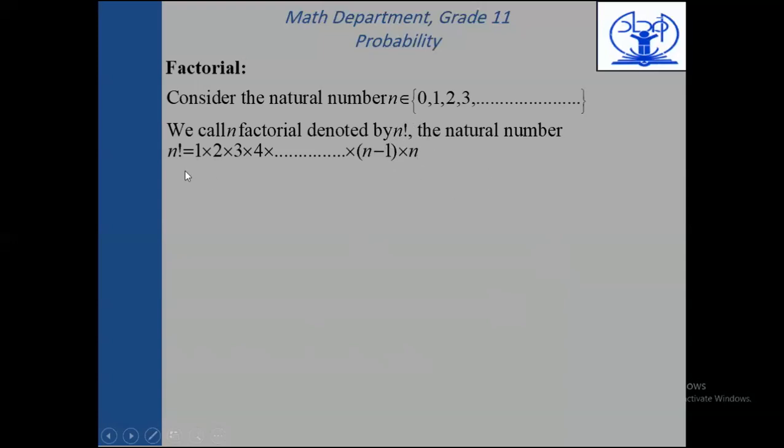The natural number, which is defined by 1 times 2 times 3 times 4 up till n, is denoted by n factorial. Again, this is not a concept, just a notation. For example, what does 3 factorial mean? It means 1 times 2 up till 3. So 1 times 2 times 3, which is 6. What does 5 factorial mean? It's 1 times 2 times 3 times 4 times 5, which is 120.